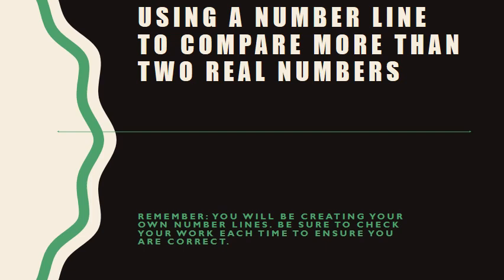So we're going to use a number line to compare more than two real numbers. The nice thing about a number line is that it will put them in order from least to greatest as we do the problem. We're going to be creating our own number lines, so we're going to check our work every time to ensure that we are correct.